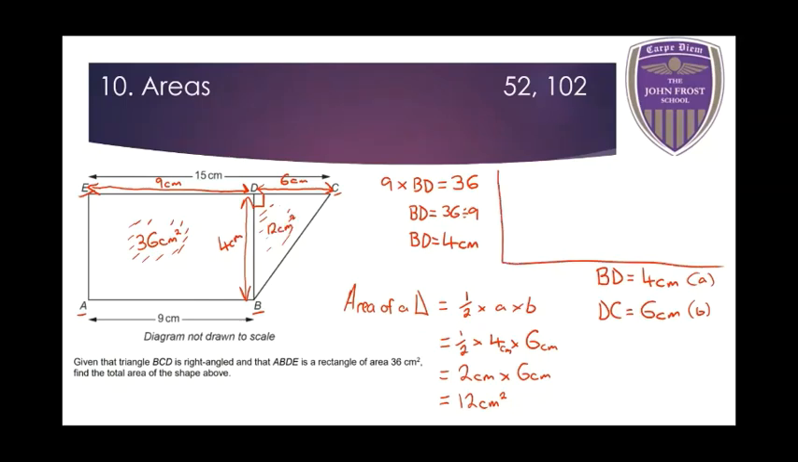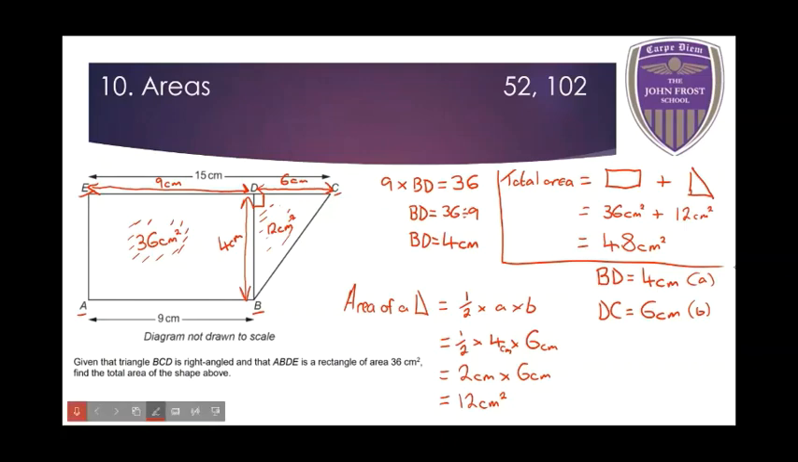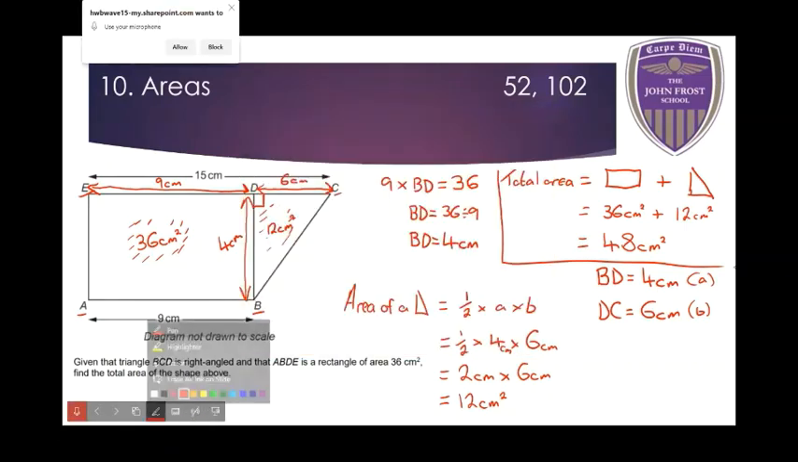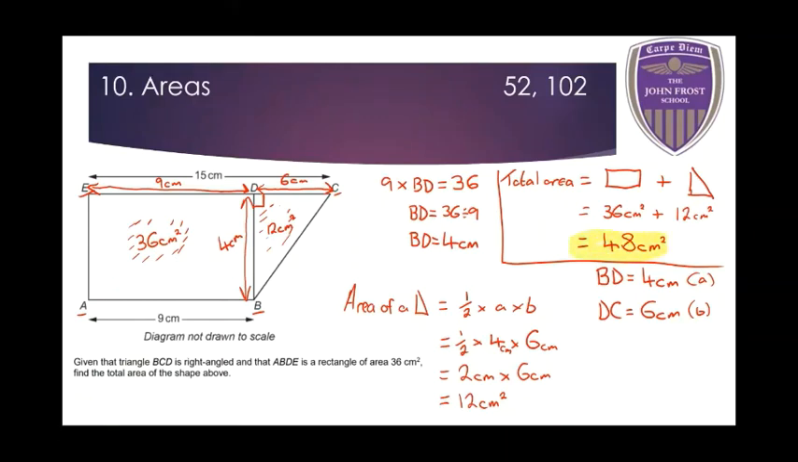What do we do now? Let's do a final bit up here. So total area is equal to rectangle plus triangle. And we know the rectangle is 36 centimeters squared. We know the triangle is 12 centimeters squared. Therefore, the total area of the shape is 48 centimeters squared. That's the final answer there. 48 centimeters squared is the total area of the shape.